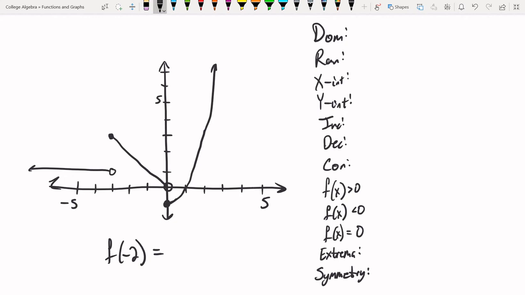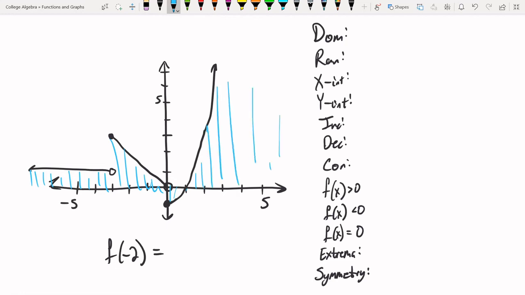So first off, what's the domain? What are all the values of x that can be used in this function? You just drop all of these things straight down or straight up to the x-axis. And you'll see that we have everything. There's not a single spot that's skipped. And so the domain is negative infinity to infinity.